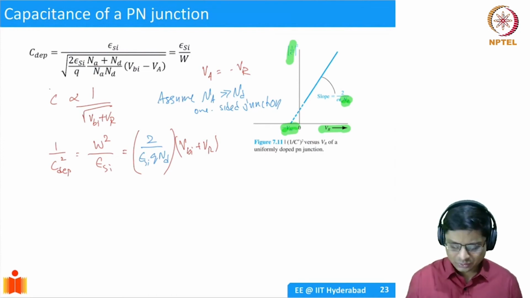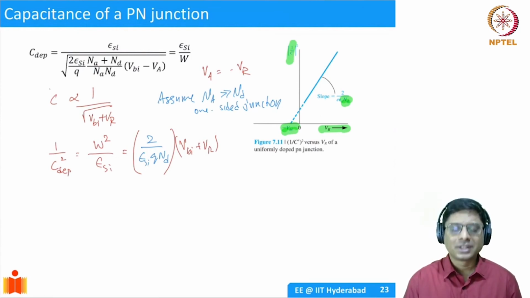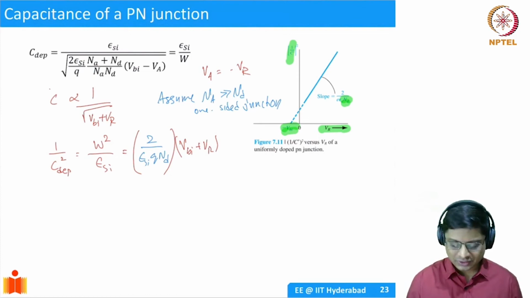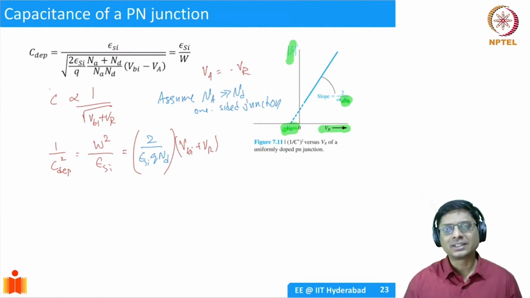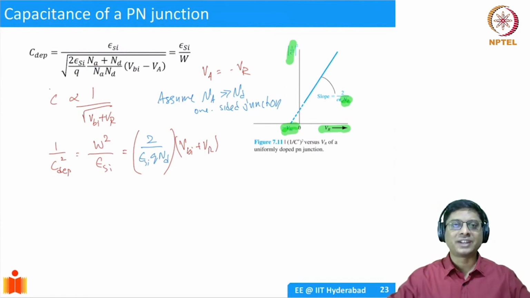Once you know this, you can easily calculate. Why do I want to know this? I mentioned that RC is going to influence. If you calculate the capacitance, it will turn out to be a few picofarads per centimeter square or something like that. And let's say I want to fabricate a device which has a diode with 5 centimeter square area, a large diode.